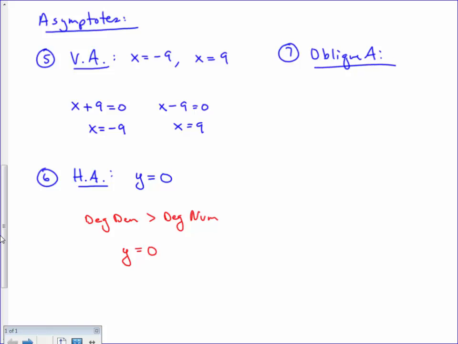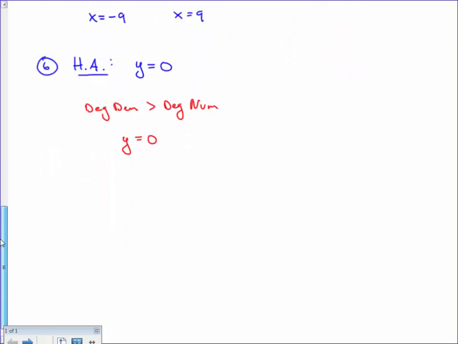Oblique asymptotes occur if we don't have a horizontal asymptote. In other words, the degree of the numerator is bigger than the degree of the denominator. Since we do have a horizontal asymptote, there will be no oblique asymptotes. So finally, we're to the graphing step.